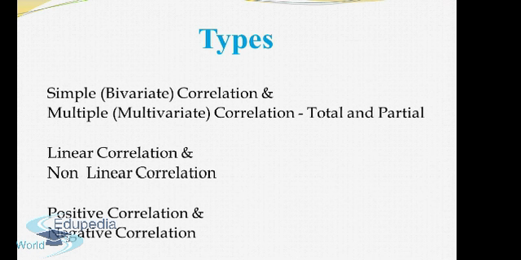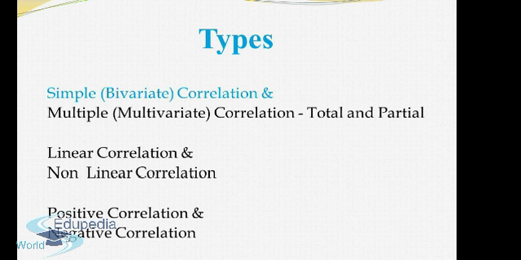Now let's see what are the types of correlation that we're going to see. When we have bivariate, that is when we take two variables simultaneously, we call it a simple correlation. If we take more than two, it's called multivariate or multiple correlation. Now multiple correlation could be either total or partial. Partial, when we take any two variables at a time from these multiple variables, or if we take all of them together, then it's called total correlation. We shall only be studying simple, that is bivariate correlation.